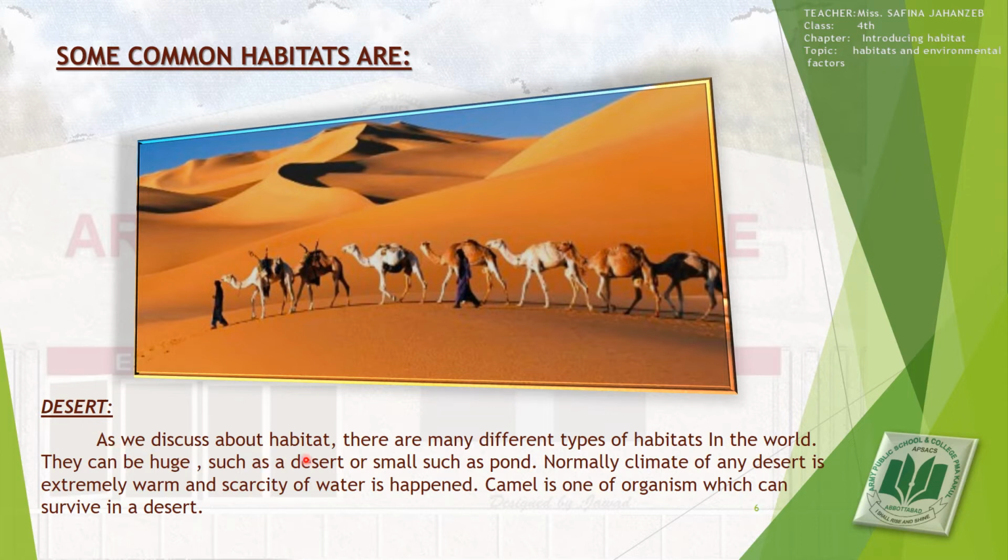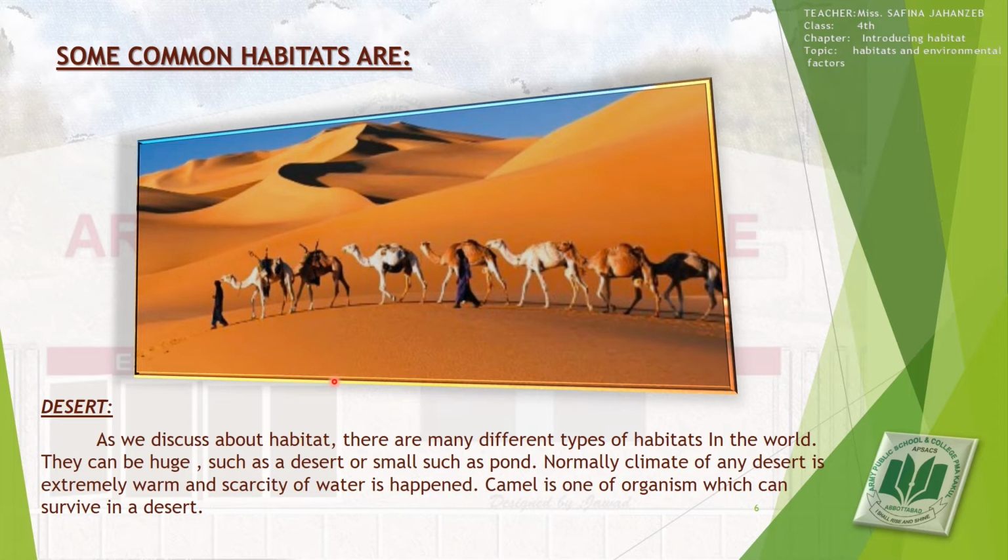As we discuss habitat, there are many different types of habitats in the world. They can be huge, such as a desert, or small, such as a pond. Normally, the climate of any desert is extremely warm and there is a scarcity of water. Camel is one of the organisms which can survive in a desert. So in this picture, you can observe the desert habitat.